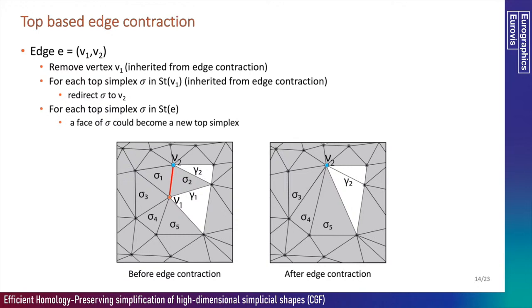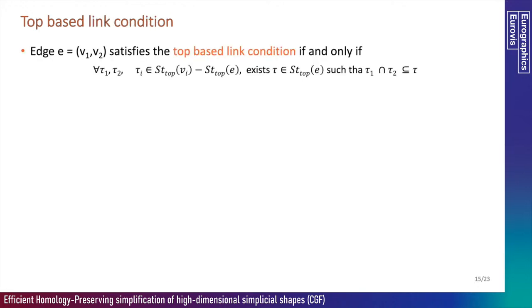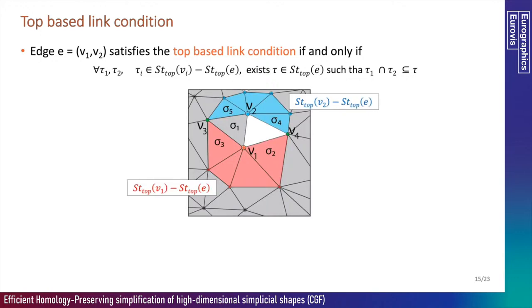Now, all the details, of course, are provided in our paper, but the idea is just that. So we can obtain a top-based edge contraction by performing a normal edge contraction and just paying attention to the introduction of new top simplices. The last ingredient of our solution is the top-based link condition, which is defined as follows. Now, even if the formula can be a little bit confusing, computing it is very simple.